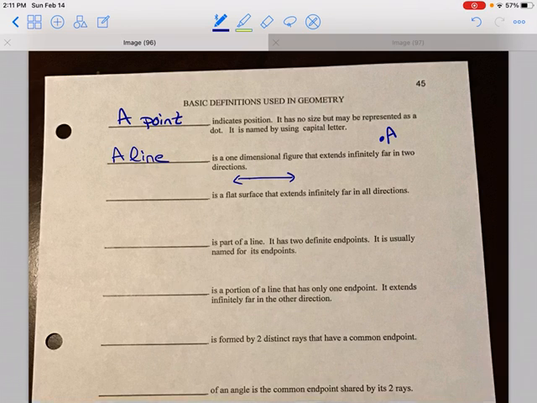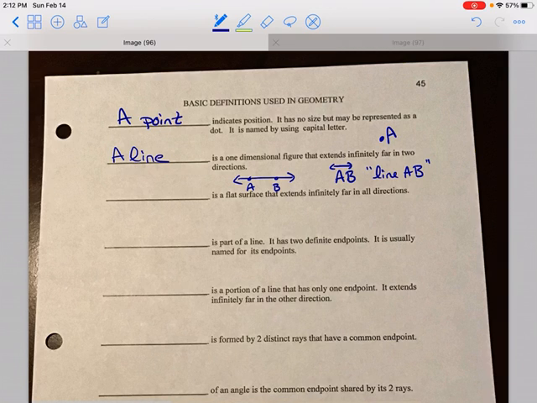Now when we name lines, we generally use two points on the line. So I can call that line AB or line BA. Generally we write it like this, and that is read line AB. The order doesn't matter. You can use BA as well.